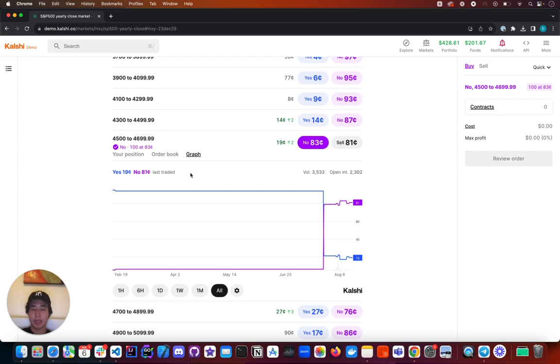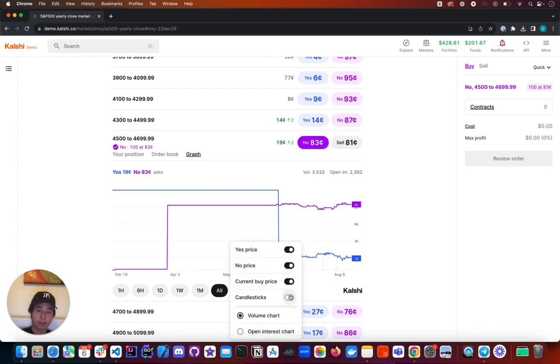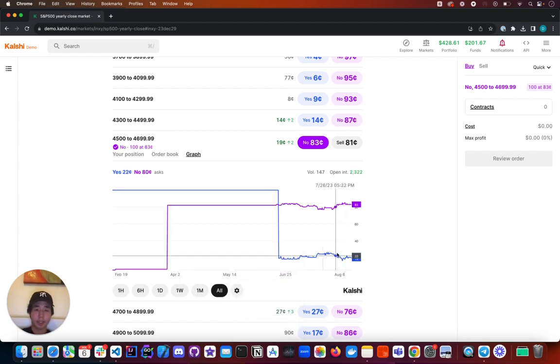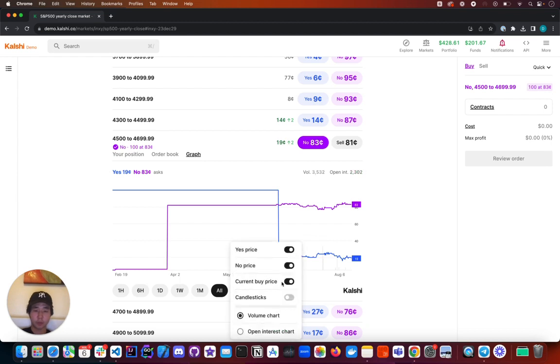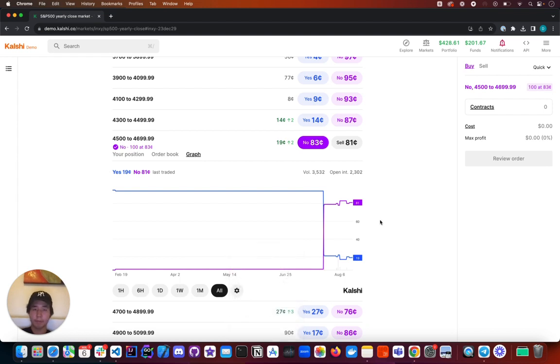So all this is saying is in the last trade that took place in the S&P 500 yearly close market within this strike that we're interested in, 4,500 to 4699.99, the no price was 81 cents and the yes price was 19 cents. And if you'd like to toggle it to show buy price, just go ahead and switch current buy price on instead. And as you can see, that jumps to 83 cents rather than 81.